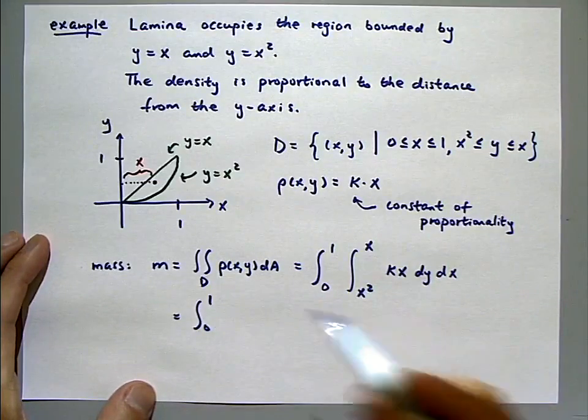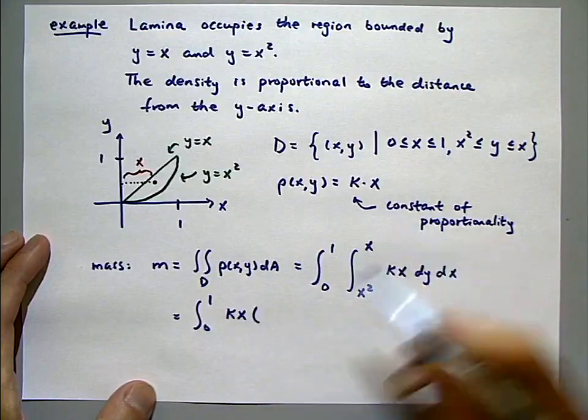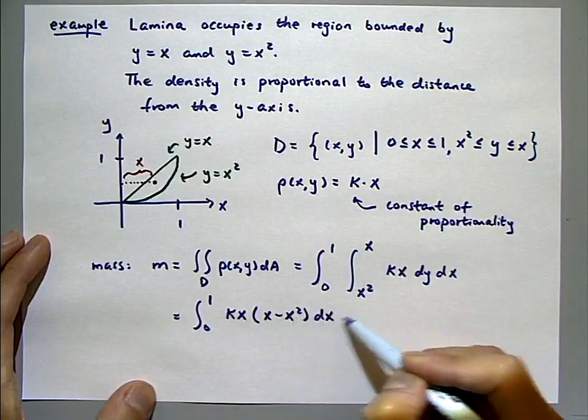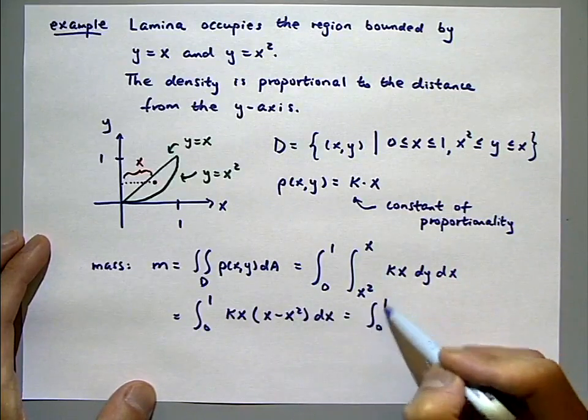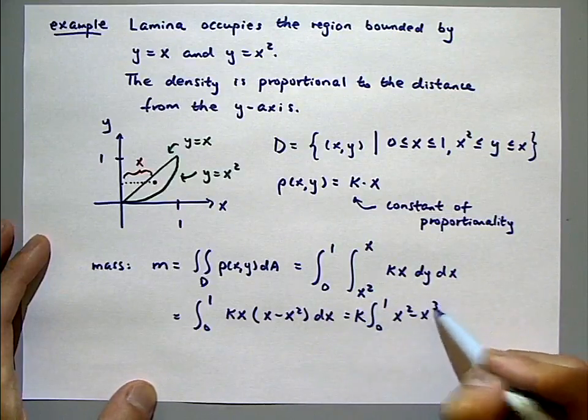And this will be very easy to integrate. We get k x times y, where y is x minus x squared, dx, from 0 to 1. Let's take the k outside. X squared minus x cubed.